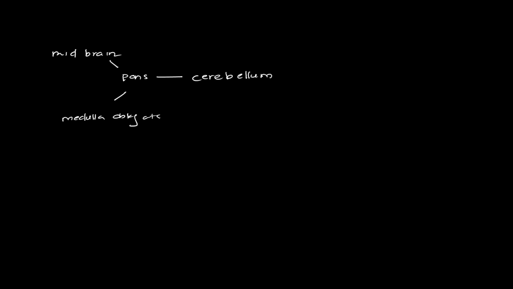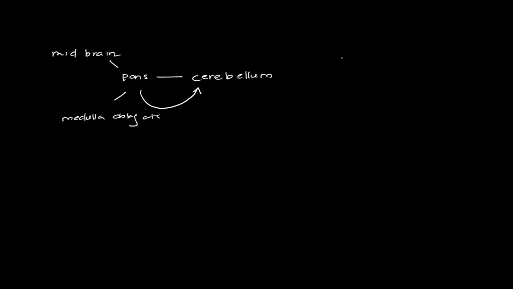It is connected by means of the middle cerebellar peduncles, and also there are a few nerve fibers coming through the inferior cerebellar peduncles to the cerebellum. So the pons has good communication with the cerebellum, right?